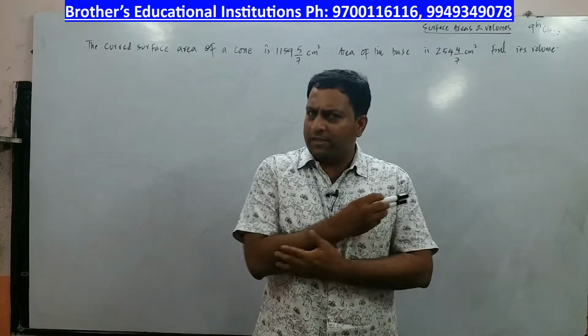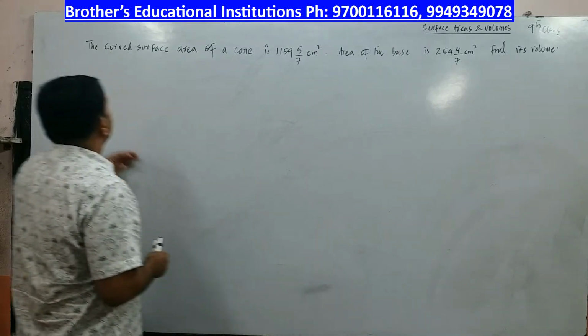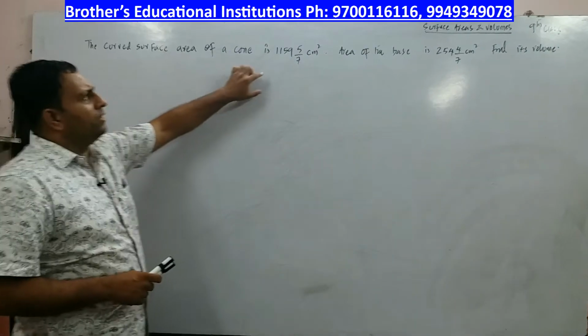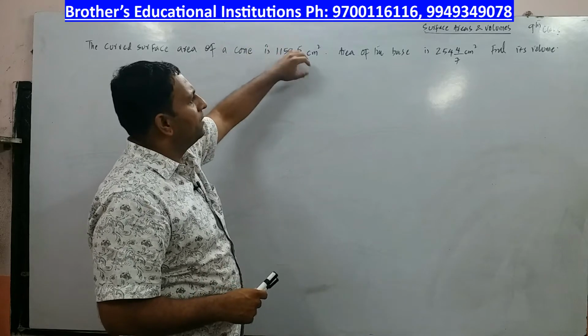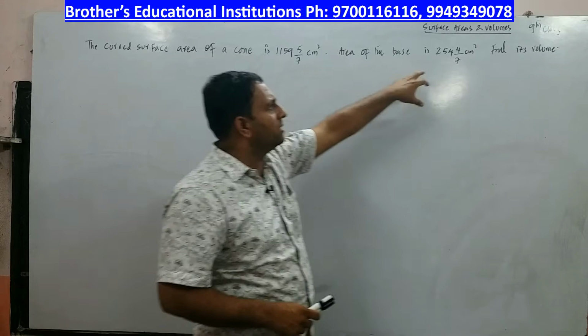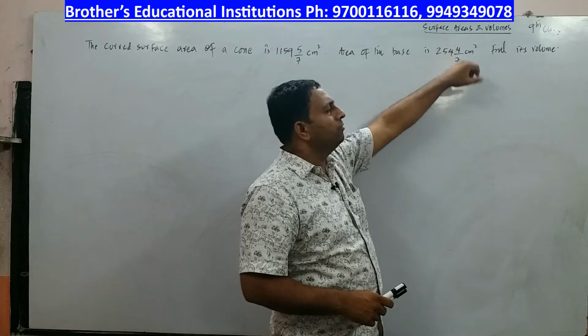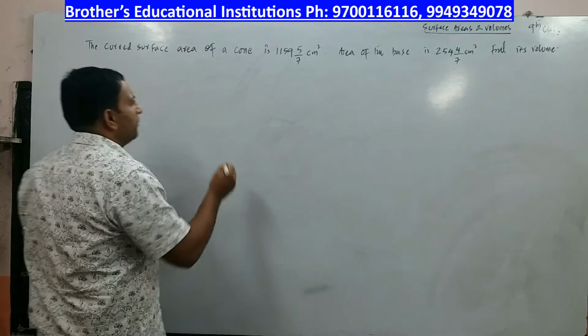Children, we are into surface areas and volumes, and here's the next question for you. The curved surface area of a cone is 1159 5 by 7 centimeter square. It's a mixed fraction. The conical section's base is circular, so the area of the circular base is 254 4 by 7, again a mixed fraction. Find its volume. Let me draw the figure for you.